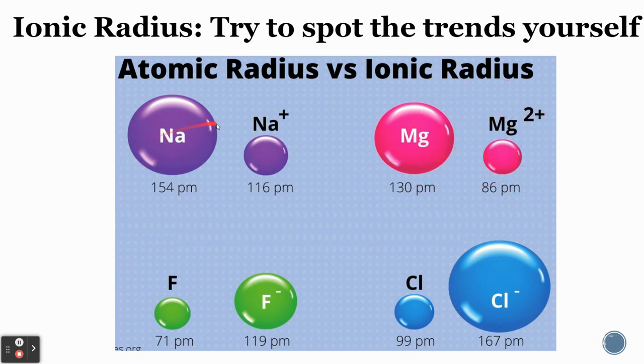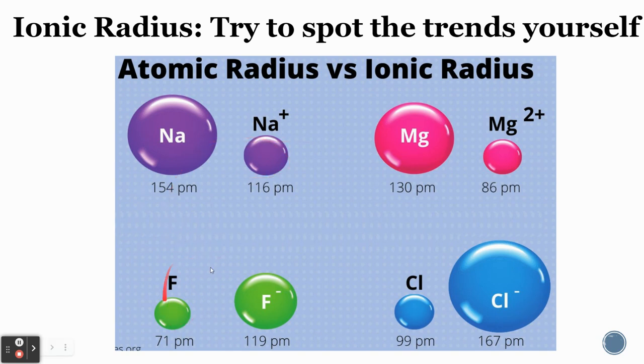So when you're looking at a metal turning into its ion, what tends to happen to the size? Right, it goes down in size. We have a smaller radius for the ion of that neutral atom. Same thing for the magnesium. Think about why that is. Think about what factor might explain that when it comes to these sizes.